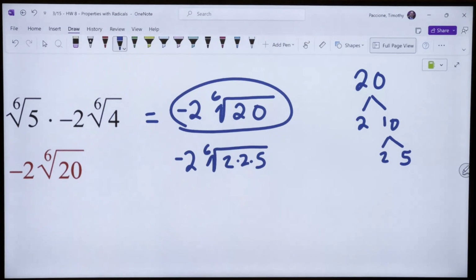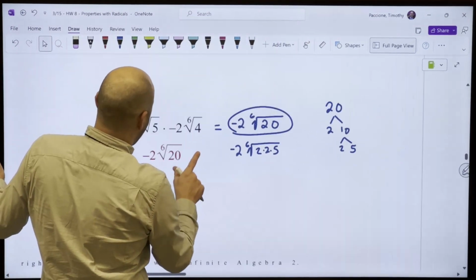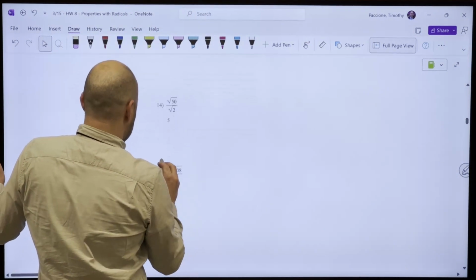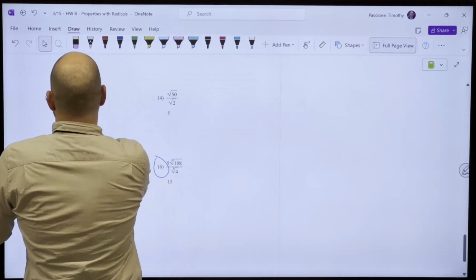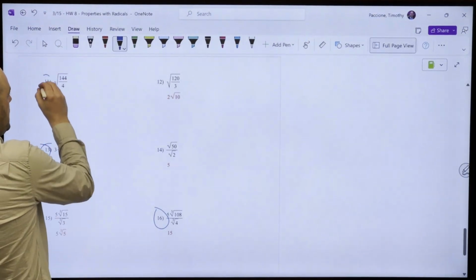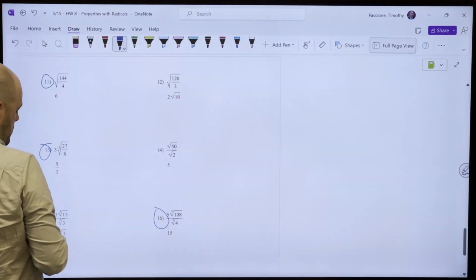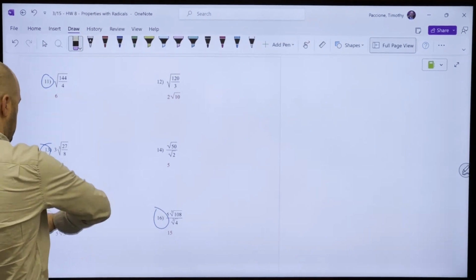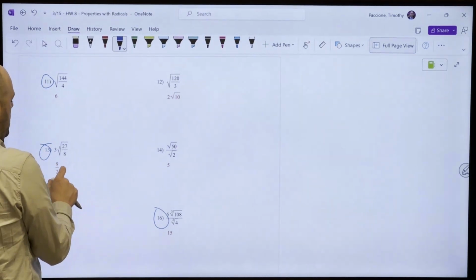Okay? On the back, what problems on the back would we like to see? 16. 13. Anything else? 11. 15 and 16 are pretty similar, so we'll go over 16, that'll probably clear that up.